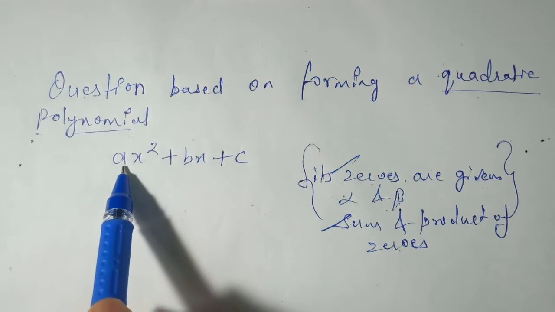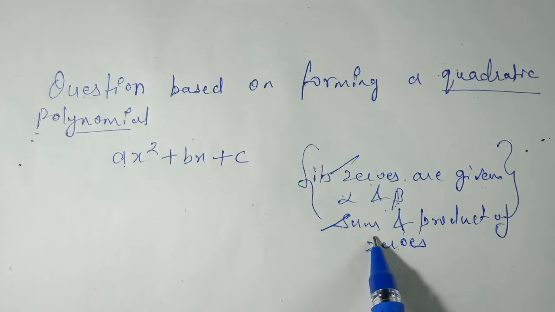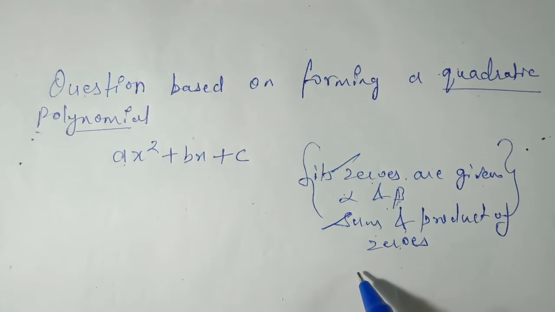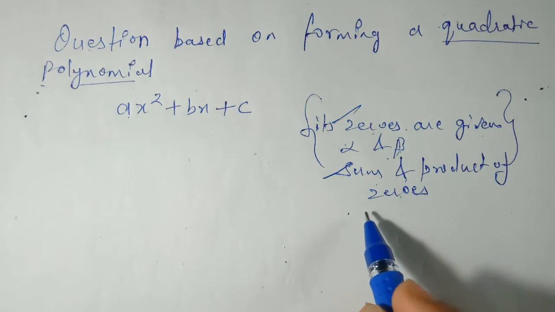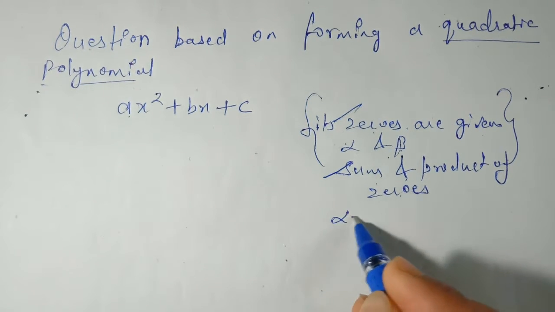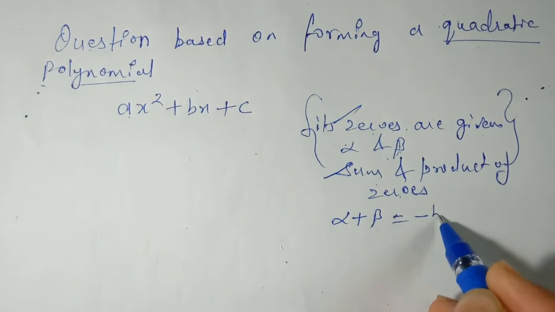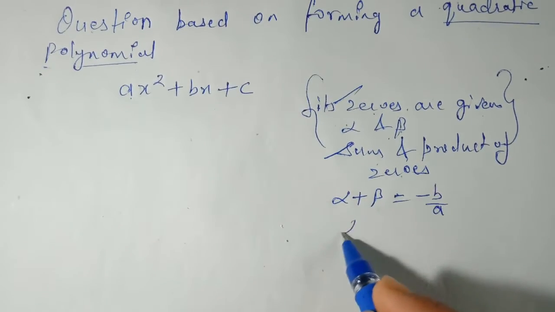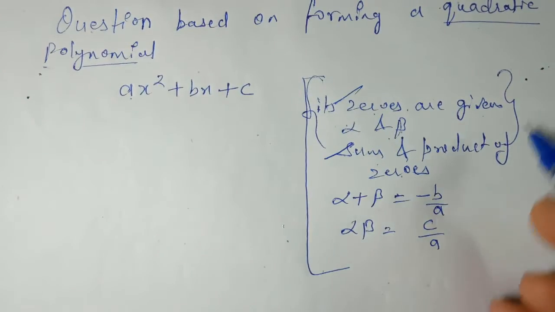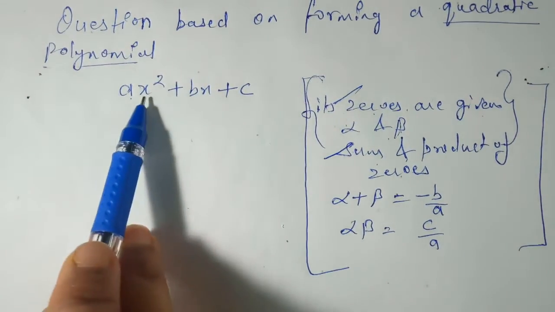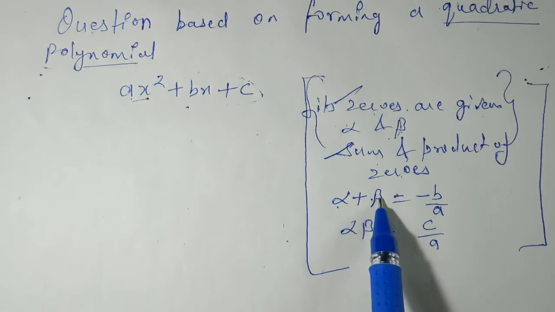So let us first change this general form into the form of the condition of zeros. Before changing it, let us revise. We have learned the relation between coefficients and the zeros. And what is the relation? The sum of zeros is equal to minus b by a, and the product of zeros is equal to c by a. This we have learned. So first of all, we have to change this into the form of the zeros.